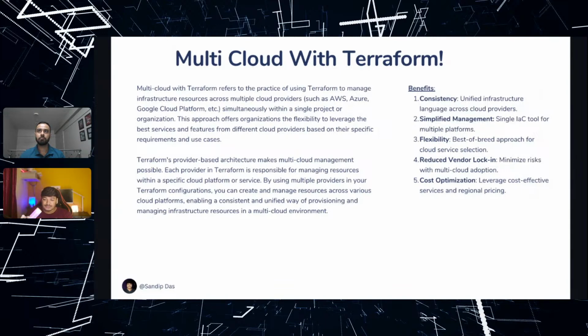Now, this approach offers organizations the flexibility to leverage the best services and features from different cloud service providers, because not all cloud services are perfect, but all might have some interesting features which you want to cherry pick. So you want some features of AWS, some features of Azure, some features of GCP, and all of that connected somehow. You can achieve that with this multi-cloud deployment itself.